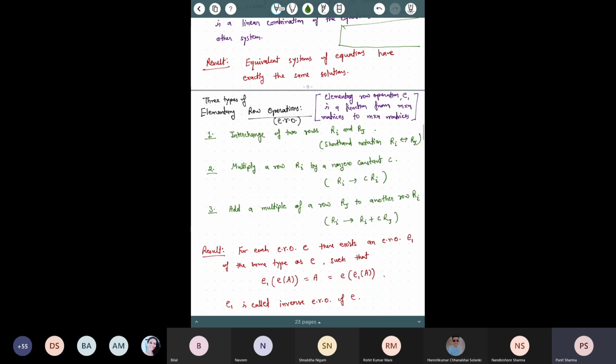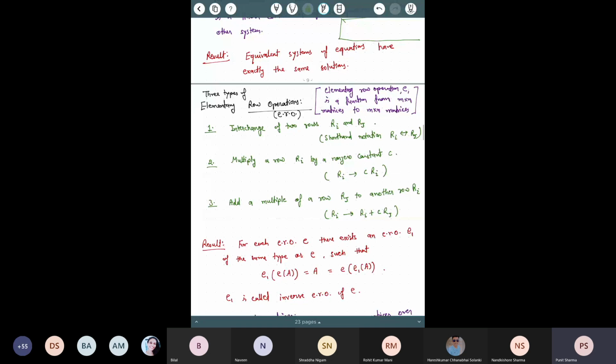elementary operation as interchanging two rows. That I can write as, let's say, if Ri means the ith row and Rj means the jth row, then interchanging Ri and Rj is the first operation. I can call this an elementary operation. I can also write it in this way, because we can sometimes use this notation. So let's say E1 of A, when I apply it on A, so A goes to E1 of A. So E1 is the first type of elementary operation.